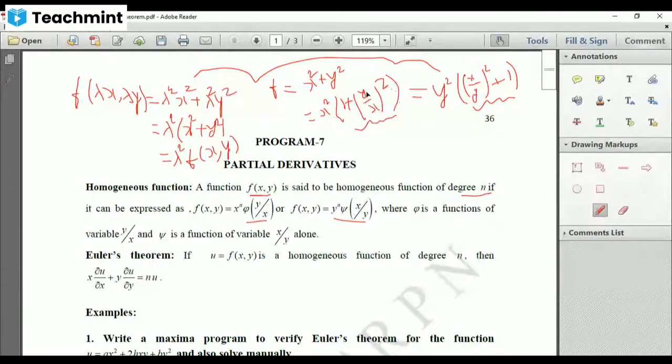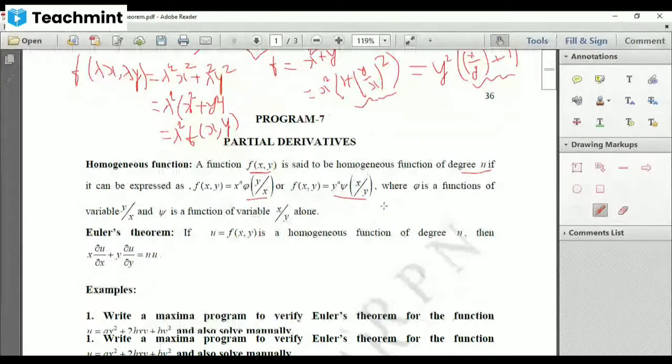function with respect to variable y by x, or you take maximum power of y outside, remaining should be an equation or function in terms of x by y, or you can apply this method. By any of these three methods, we can verify the homogeneity.